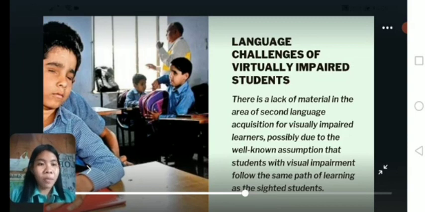So there is a big difference between sighted students and students with difficulty seeing when it comes to learning language through writing it. Students with difficulty seeing must be supported with different materials or tools to be used in learning a second language. So the next one.